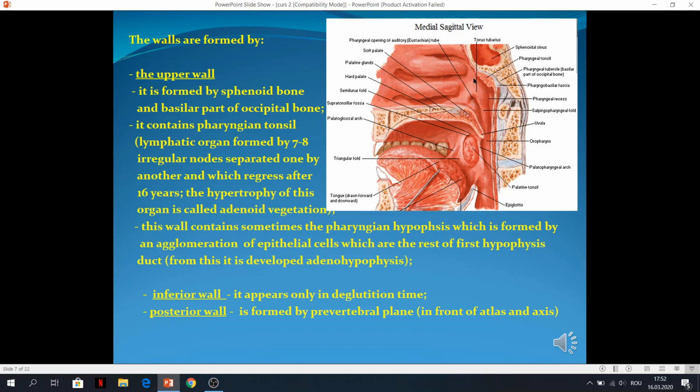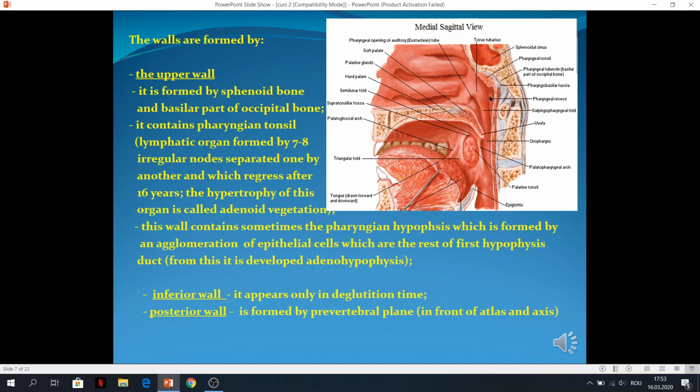We can compare these lymph nodes with these lymph nodes which form the palatine tonsil. But in this case, the tonsil will be the pharyngeal tonsil. There is a difference between the pharyngeal tonsil and the rest of the tonsils in our body, because this is the only one which regresses in time. So after 16 years, usually it disappears. In case of hypertrophy, we can speak about the adenoid vegetation.